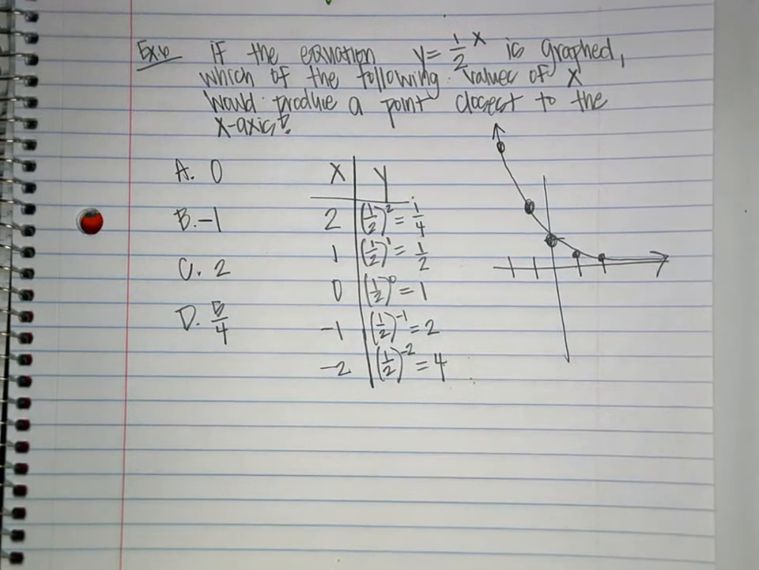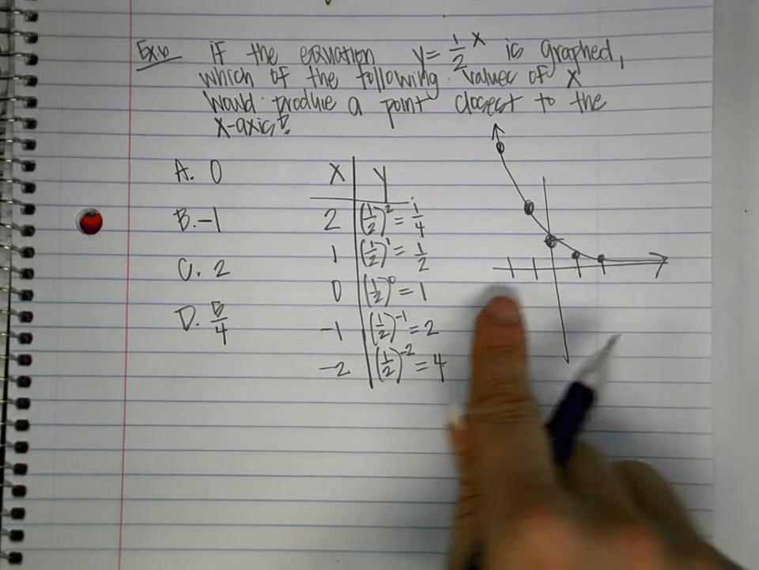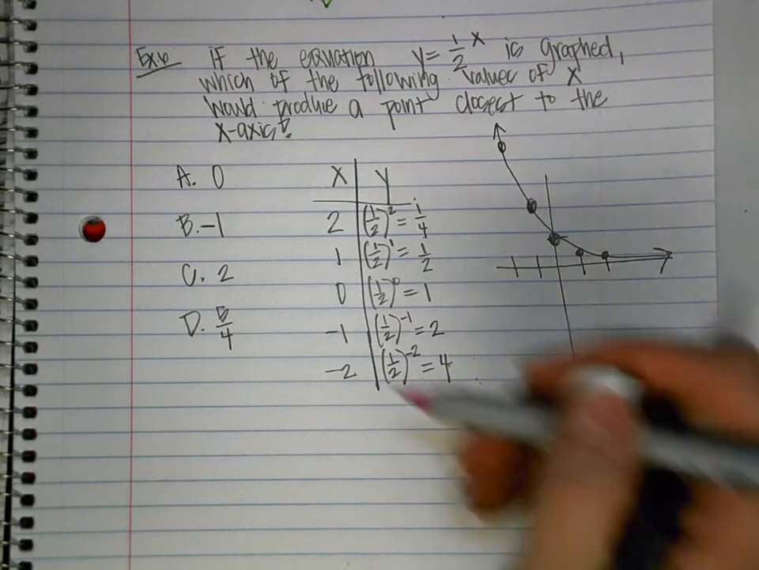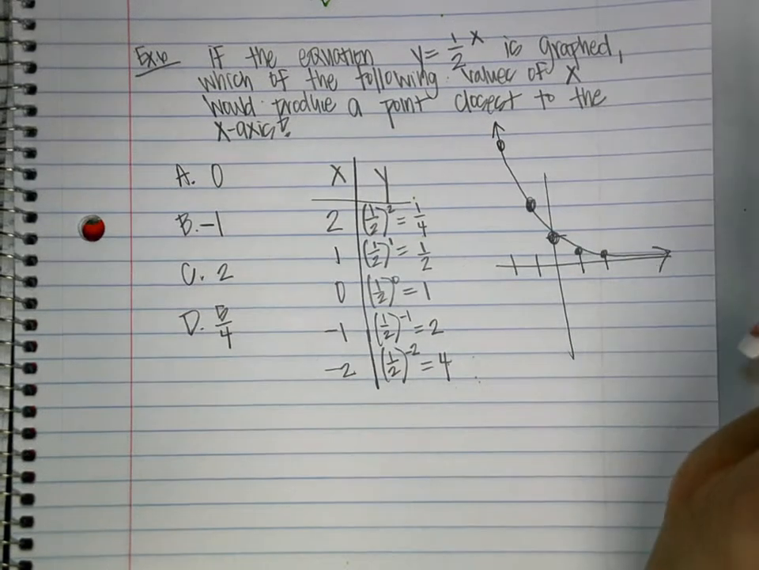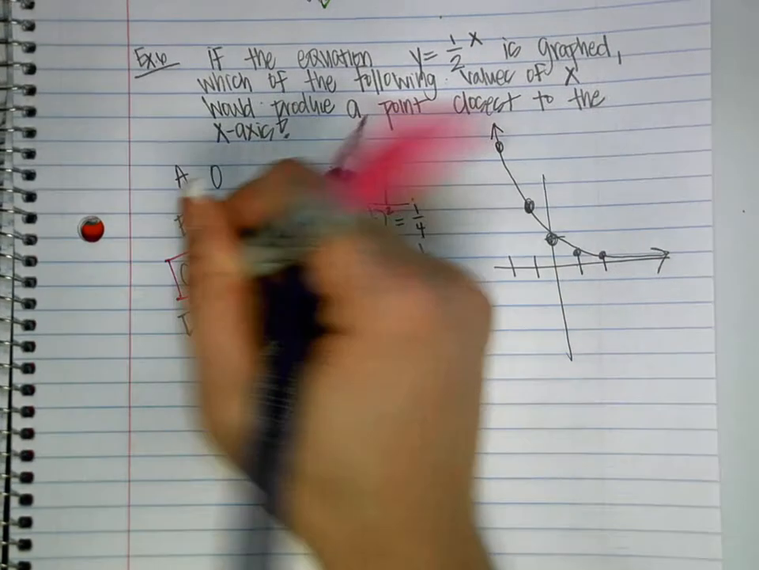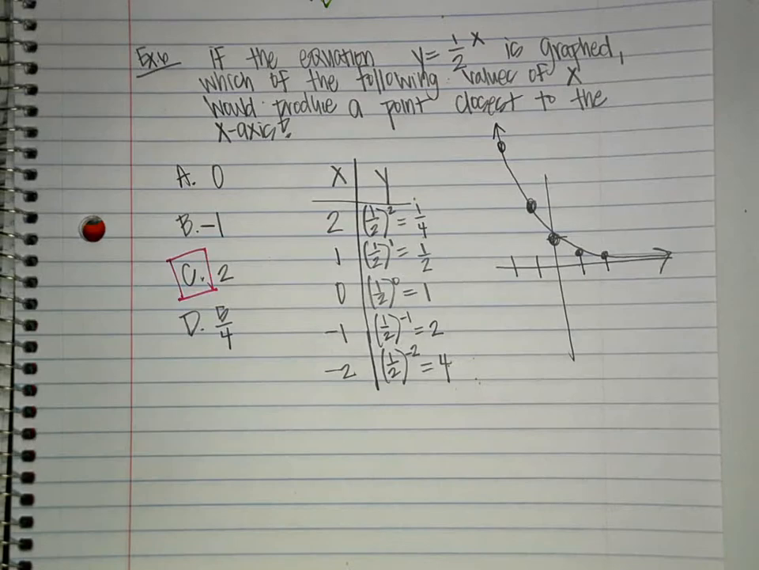So which value of x produces a point closest to the x-axis? Is it the most positive or the most negative? Most positive. Which one's bigger, 2 or 5/4? 2 is the biggest. So it is the most positive, so it produces a point closest to the x-axis. Does anyone have questions on how I did any of that?